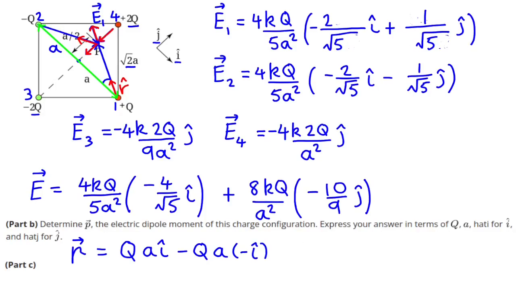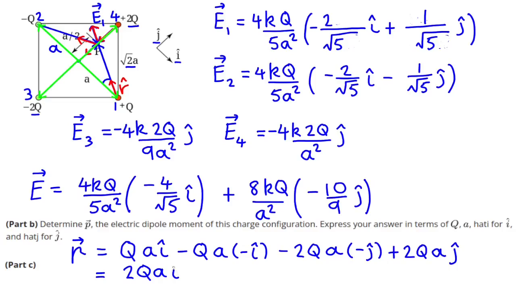And similarly, we have a position vector to charge 3. So that charge is minus 2Q, multiplied by A, which points in the minus J direction. And finally, we have a position vector to the fourth charge. So that will be plus 2Q, multiplied by A, and that position vector points in the positive J direction. So the net dipole moment is 2QA in the I direction plus 4QA in the J direction.